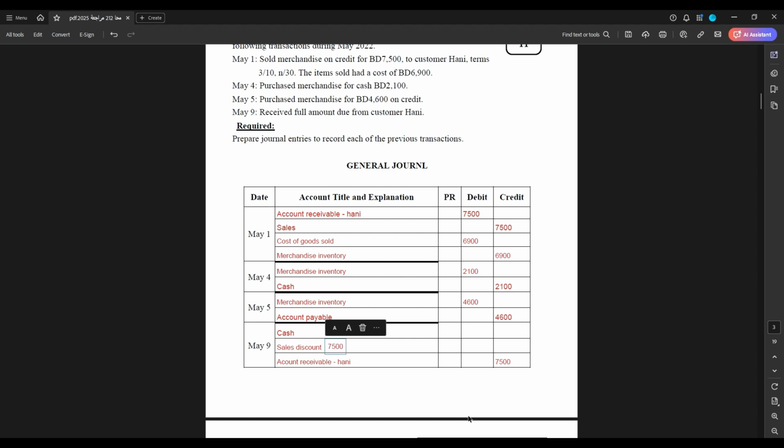Now for the sales discount, we have to record how to calculate the discount. 7,500 multiplied by 3%. So Hani will get a discount of 225, and cash will be 7,500 minus 225. So the net amount we will receive is 7,275. So we have finished question 1.